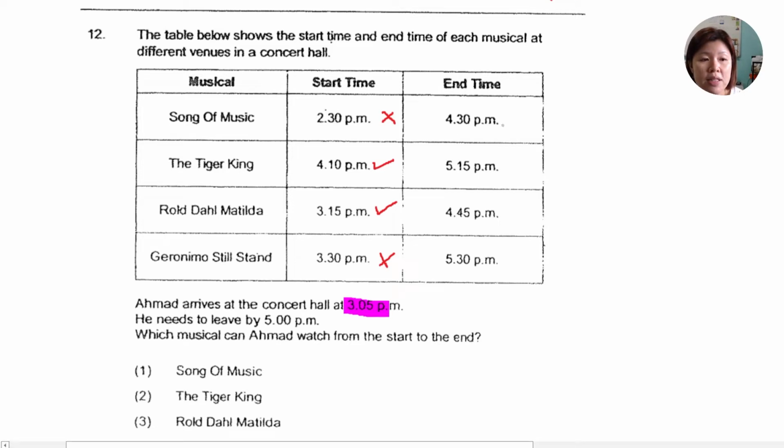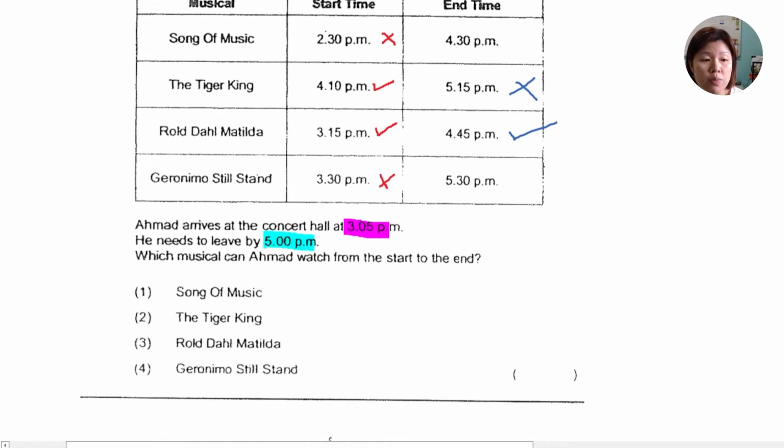So I have 2 options, 2 musical. So let's see the ending time. He needs to leave by 5. So we look at the Tiger King, ends at 5:15. He will be too late for him. And Rodal will be just nice at 4:45. So we can choose Rodal for his musical, which is number 3.